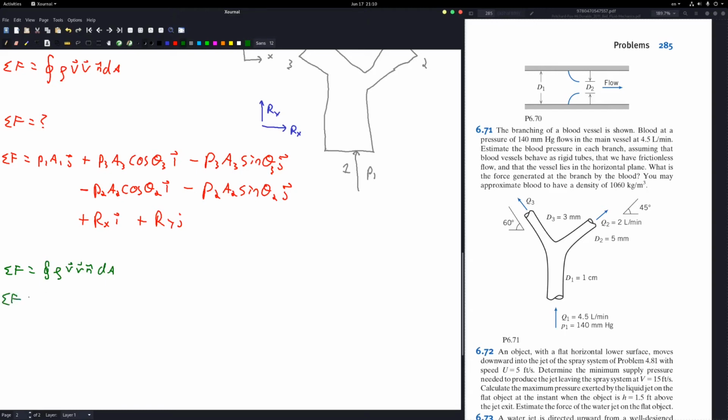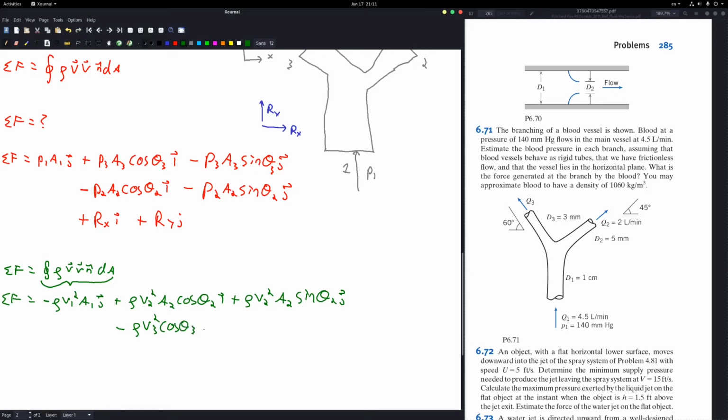Now onto the next part of the conservation of momentum. This will be our ingoing and outgoing fluxes. So our ingoing and outgoing fluxes will be equal to minus rho v1 squared A1 j, and this is because it is incoming into the control volume, plus rho v2 squared A2 cos theta 2 i. This is because the velocity coming out of point 2 will be positive in the x direction and is also leaving the control volume, plus rho v2 squared A2 sine theta 2 j, again because we're leaving the control volume and we're leaving in the positive y direction.